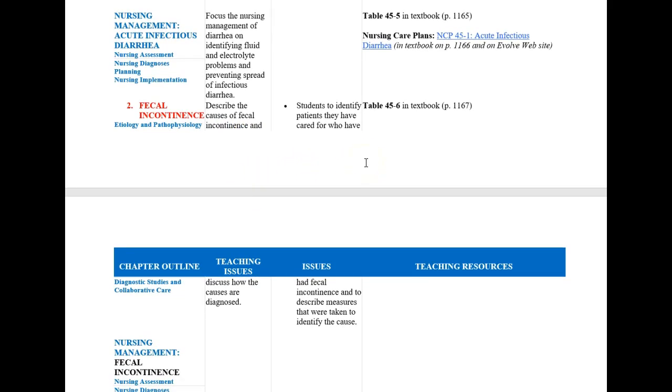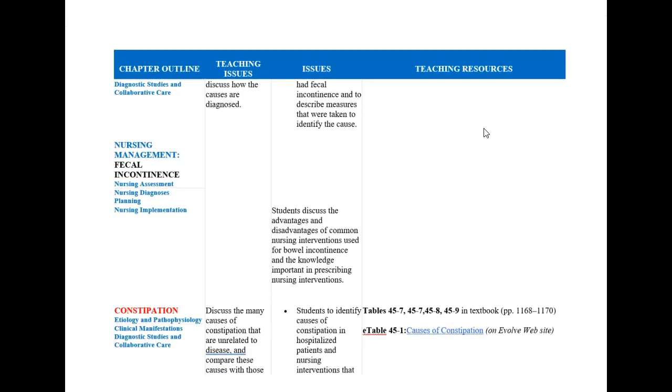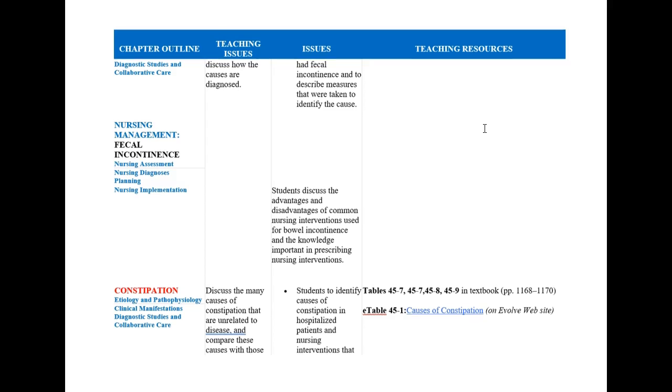We also have fecal incontinence, and we need to describe some of the causes of fecal incontinence and how it's diagnosed. We would like you to identify how you care for fecal incontinence, and that's available in your textbook on page 167. Also, we'd like you to discuss some of the advantages and disadvantages of some of the interventions, and that can be found there.